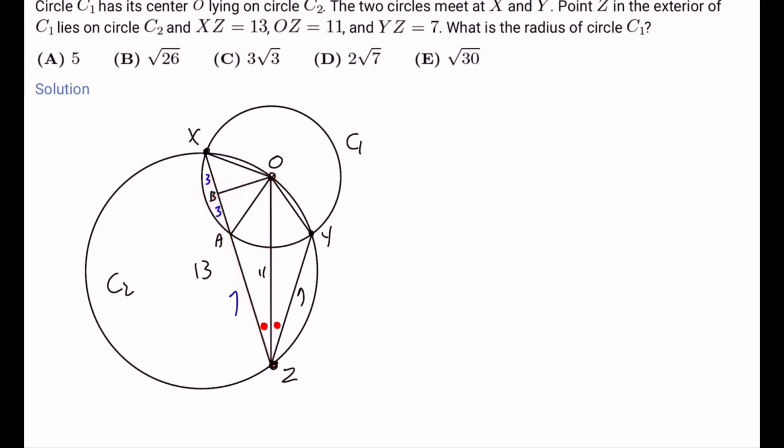And now we can look at this triangle ZBO, right? This is B, so that's triangle ZBO. And we can see that that's a right triangle because that's a right angle. And we know that this is length 10 because of 3 plus 7. And this is 11, right? Because that's given. So we have a right triangle.